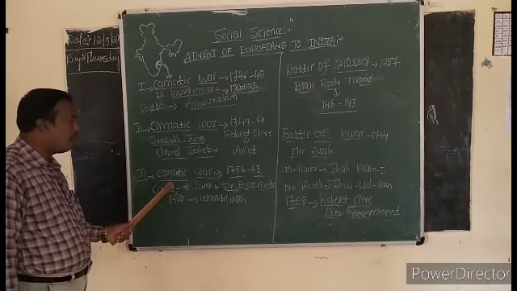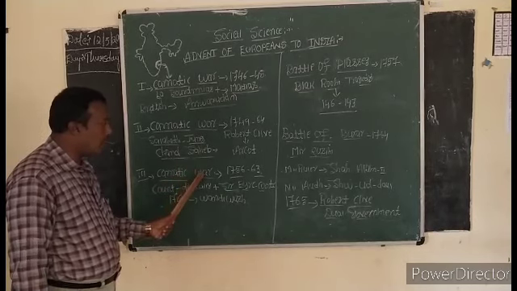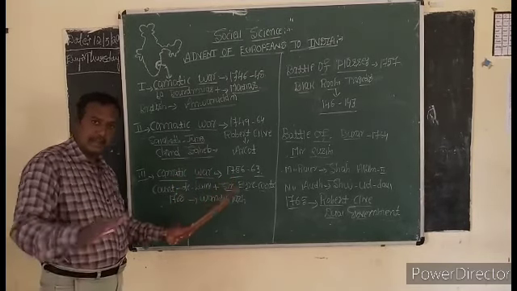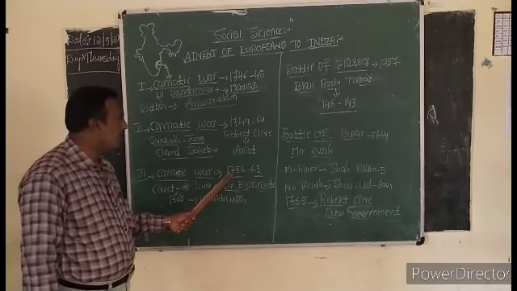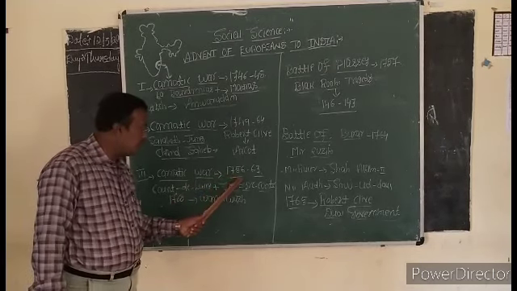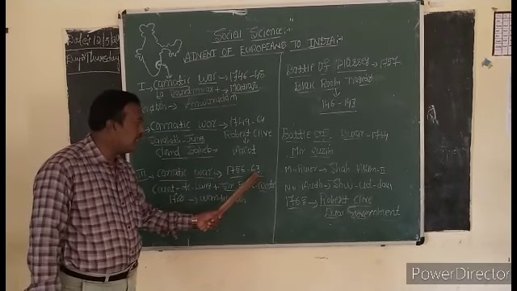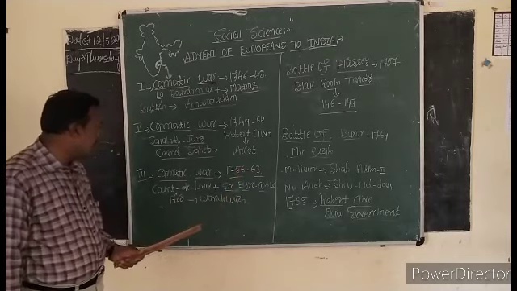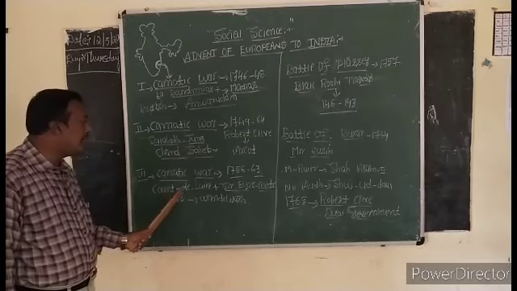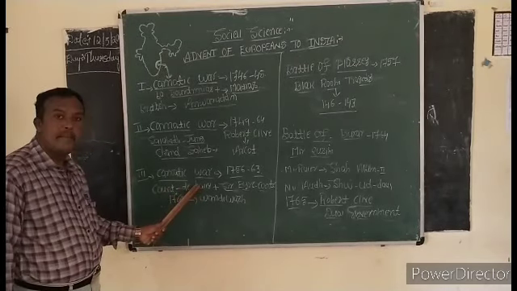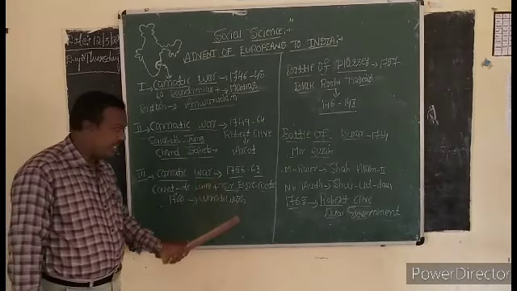So the next war is the third Carnatic war. The third Carnatic war was fought between the same groups, the British and French. The third Carnatic war started in 1756. It continued till 1763. During the time of the third Carnatic war, Count de Lally was the military head of the French. He declared war against the British.